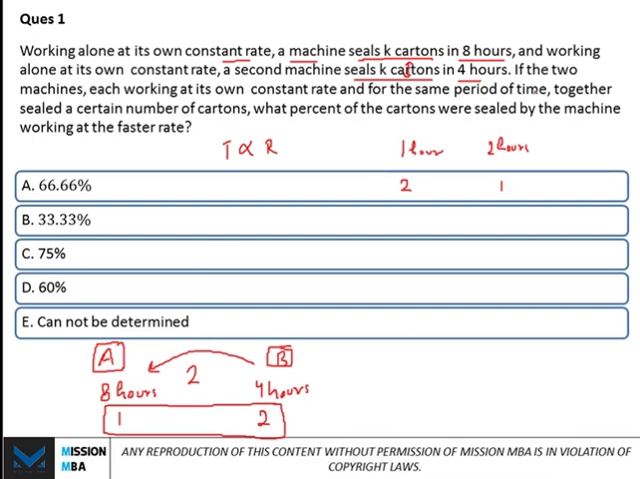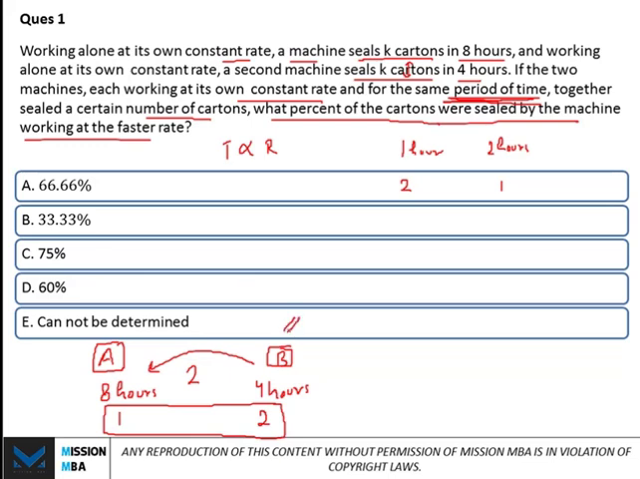Now let's see what the question says. If the two machines, each working at its own constant rate and for the same period of time. Now this is very important. If they work for the same period of time, that means they are working for the same time. They together sealed a number of cartons. What percent of the cartons were sealed by the machine working at the faster rate?